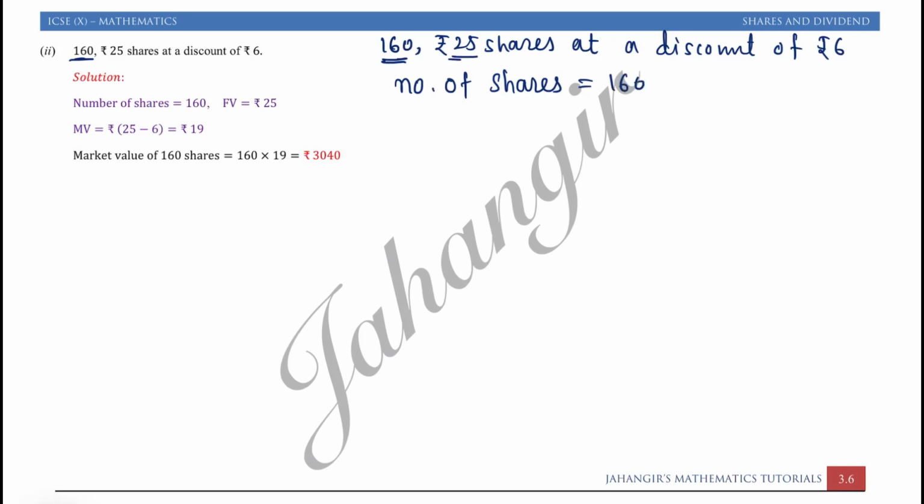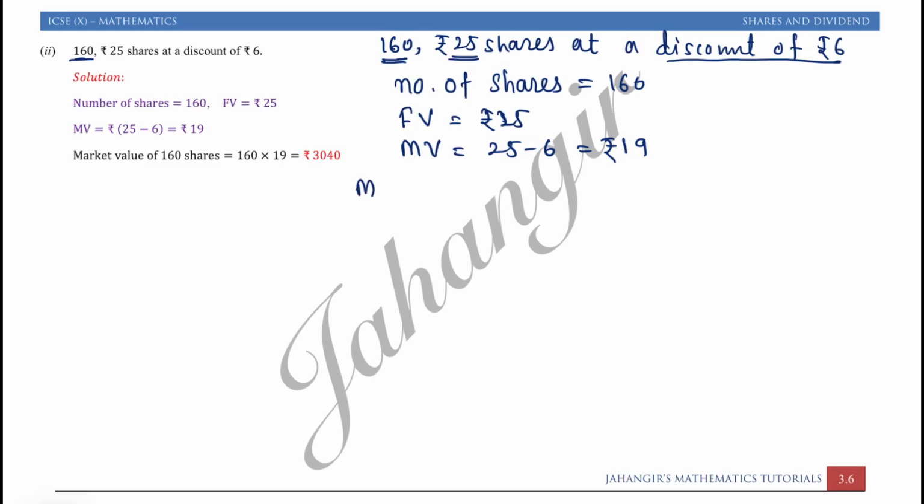160 whose value is 25. So its face value is rupees 25. It's 25 rupees shares, but you are not getting it at 25. You are getting it at a discount of 6 rupees. So market value is equal to 25 minus 6. That is equal to rupees 19. So information is clear. Now we have to find the market value of 160 shares.